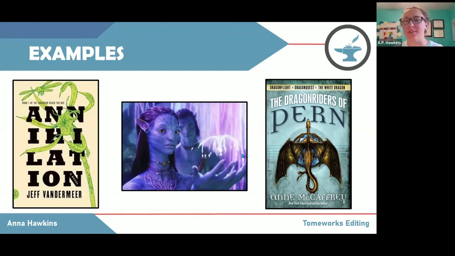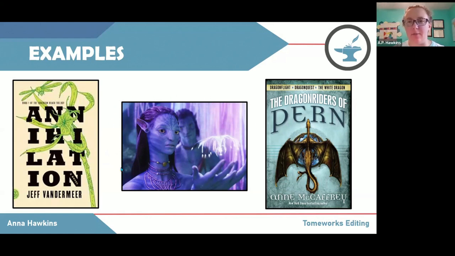But some examples of speculative biology that I really like. Annihilation by Jeff Vandermeer. And this book is about biological change. And so I definitely recommend checking it out. It was made into a movie. The movie's pretty good, but the book is a lot better, and it really gets more into the change aspect and the weirdness of biology than the movie does. Avatar, Blue People version of Avatar.